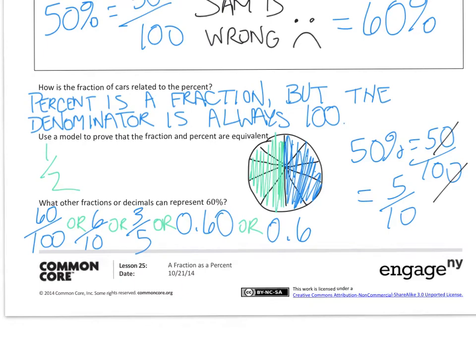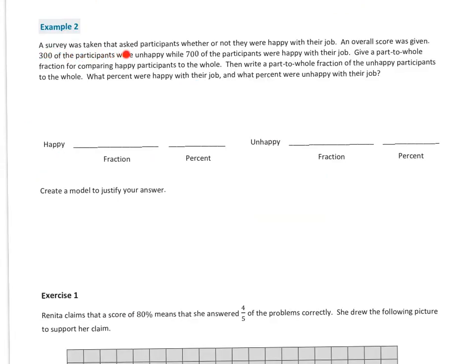Cool. A survey was taken that asked participants whether or not they were happy with their job. An overall score was given. 300 of the participants were unhappy, while 700 of the participants were happy with their job. Give a part-to-whole fraction for comparing happy participants to the whole. Then write a part-to-whole fraction of the unhappy participants to the whole. What percent are happy? What percent are unhappy?